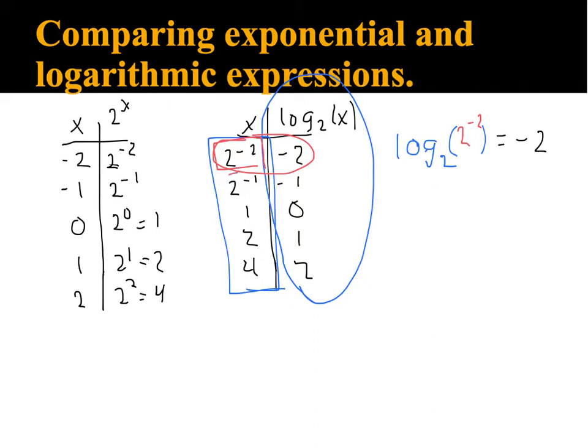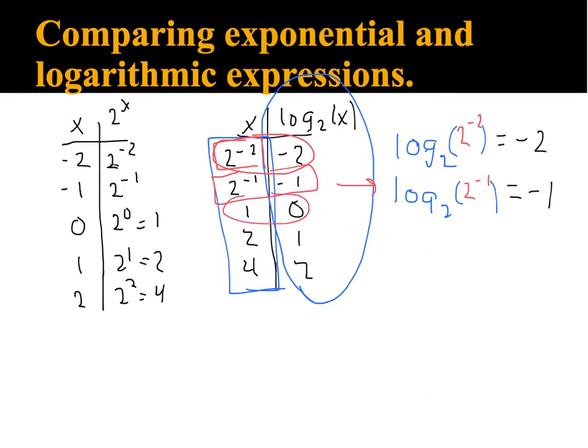In the second column, we're saying that if the input of the log is 2 to the negative 1, then the output should be negative 1. And so on and so forth.